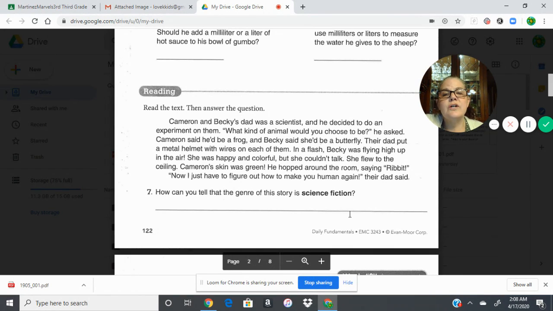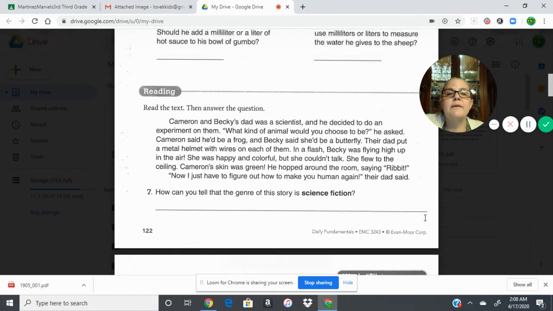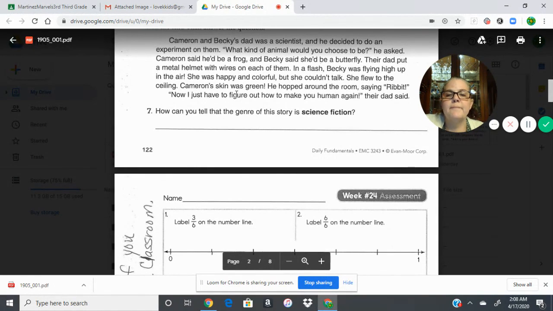So how can you tell the genre of this story is science fiction? How can you tell that it's based in science, but it's made up? What parts help you know that?